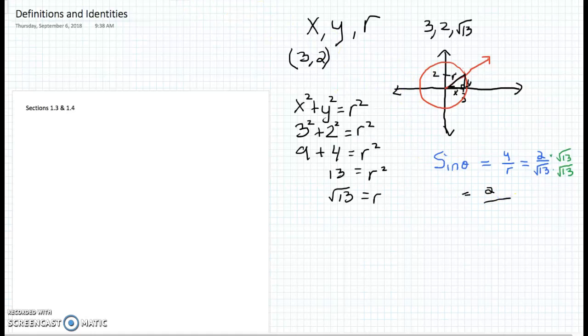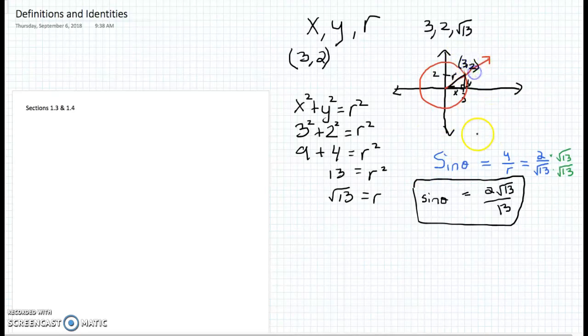Okay, so we get 2 square root of 13. And this is over what? Square root of 13 times square root of 13 is always just 13. Okay, so this is the value of sine of theta in the end. This is the final, most simplified value that we claim. This is based on choosing the point 3, 2. 3, 2 has this as its respective value of sine, if that makes sense.